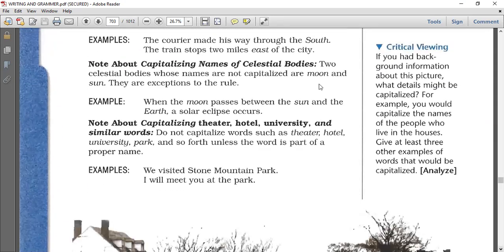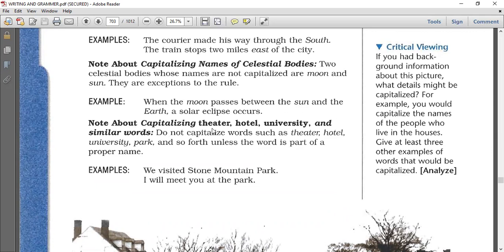Note about capitalizing names of celestial bodies or space bodies. Two celestial bodies whose names are not capitalized are moon and sun. So you don't need to capitalize the first letter of the word moon or sun. They are exceptions to the rule. Any other celestial body, any other planet or star, its name or their names must be capitalized except for sun and moon. The moon, small m, the sun, small s here.